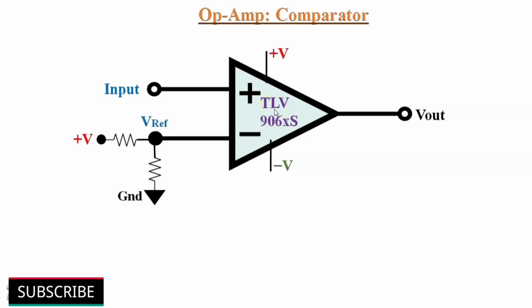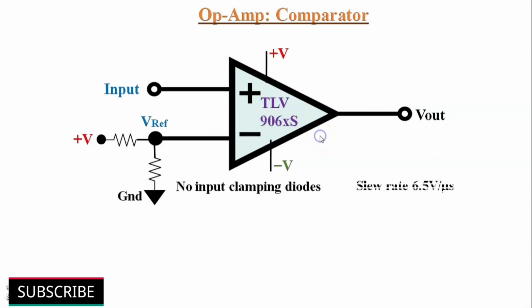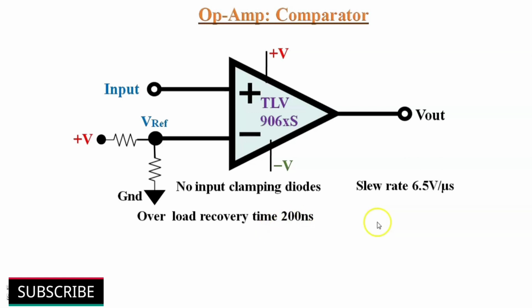We can use TLV906XS family op-amps as comparators because these op-amps do not have input clamping diodes and have a rail-to-rail input and output with a slew rate of 6.5 volts per microsecond, overload recovery time of 200 nanoseconds, and operate on low voltages from 1.8 volts to 5.5 volts. But a dedicated comparator IC will generally be faster and more accurate than an op-amp comparator.